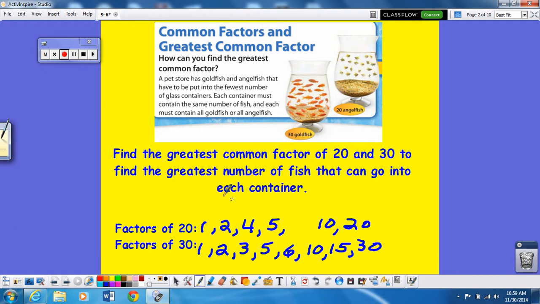Now, to find common factors, you just kind of line them up. They both have 1, obviously. They both have 2. They both have 5. They both have 10. And that's it. So when I look at the factors of 20 and 30 written out like this, I know the common factors are 1, 2, 5, and 10. But as I look at it, I can also see that the greatest common factor of 20 and 30 is 10. So I'm going to show you another way.